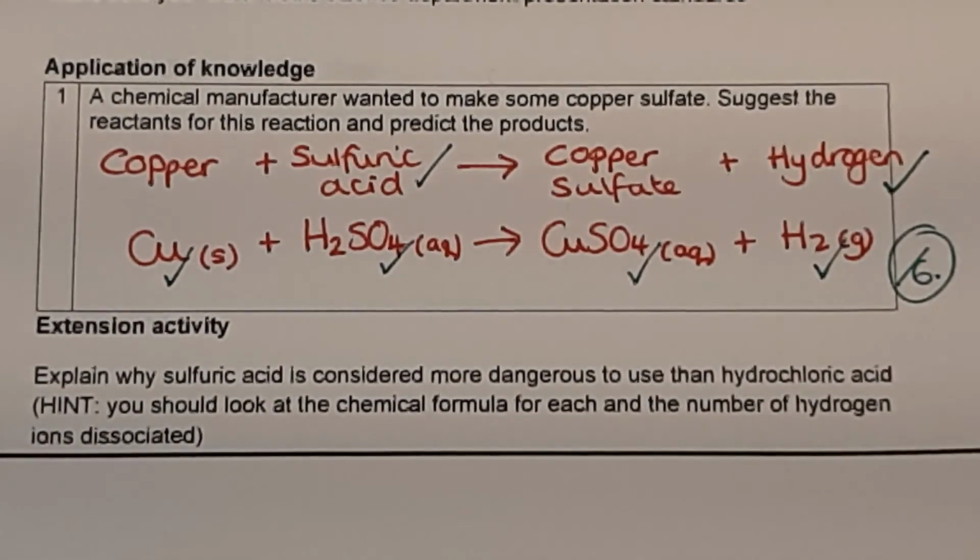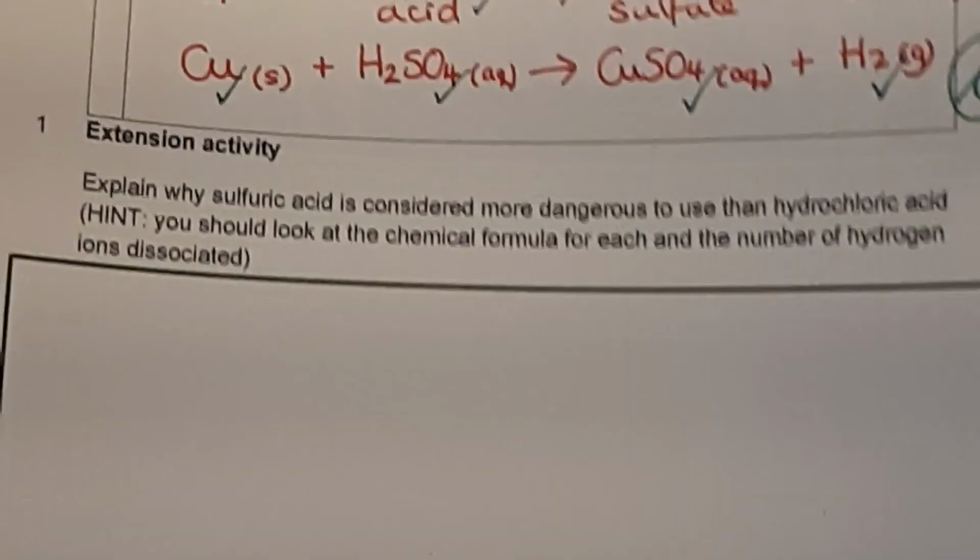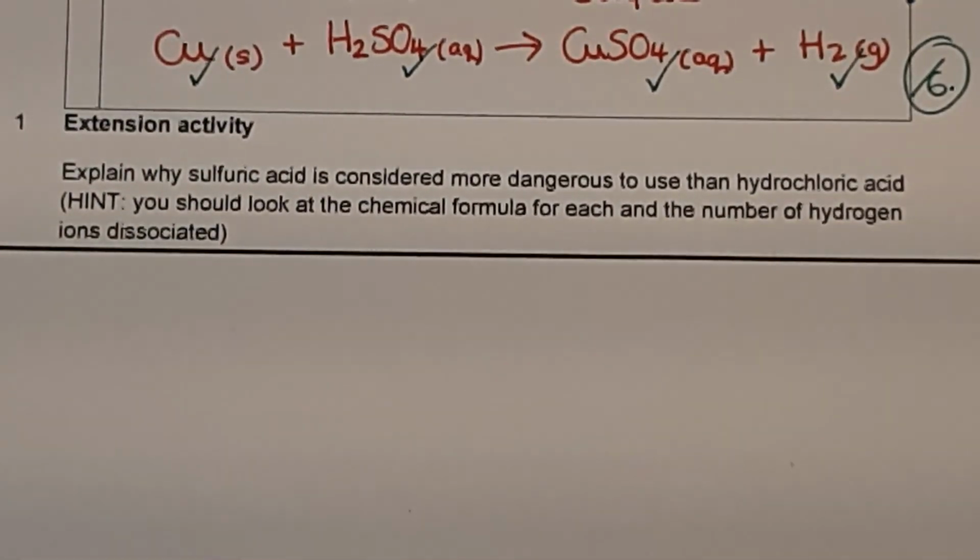So we're going to move on to the extension activity. Explain why sulfuric acid is considered more dangerous to use than hydrochloric acid. As a hint, you should look at the chemical formula for each and the number of hydrogen ions dissociated. And we have looked at this in the past. Okay, so you should be able to do that. And we won't go through that because it has been discussed and written about in the lesson.